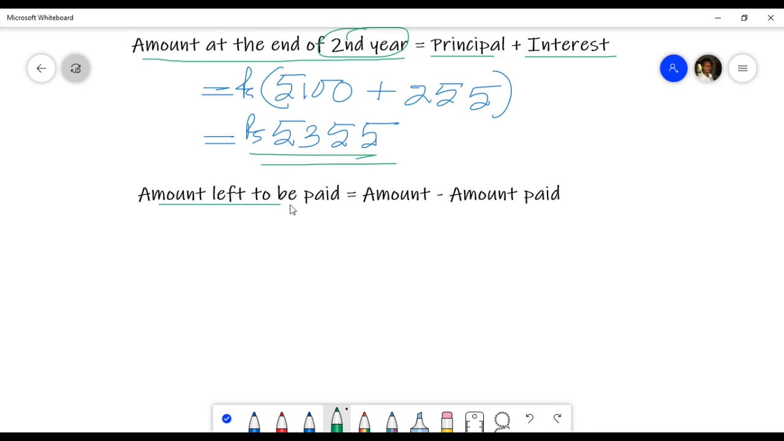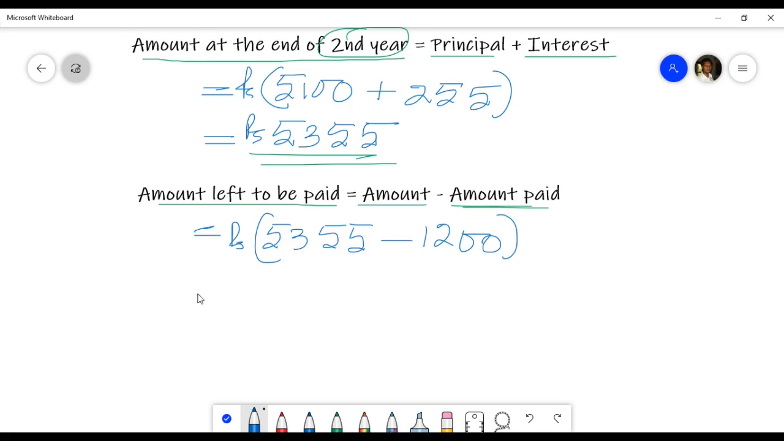Now you remember that he has been paying 1,200 every year. So that's what we have to find, amount left to be paid. The formula is amount minus amount paid. So we'll just subtract these values. After we have subtracted amount paid from the amount, we will get the amount left to be paid as rupees 4,155. So 4,155 is the amount to be paid.